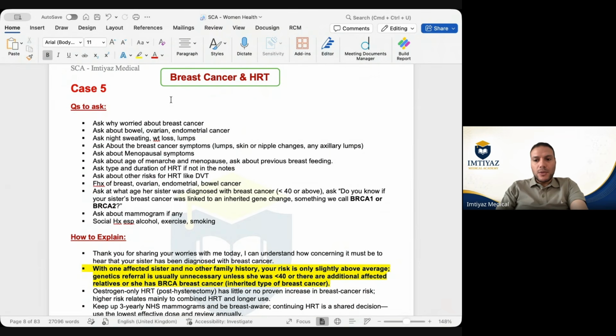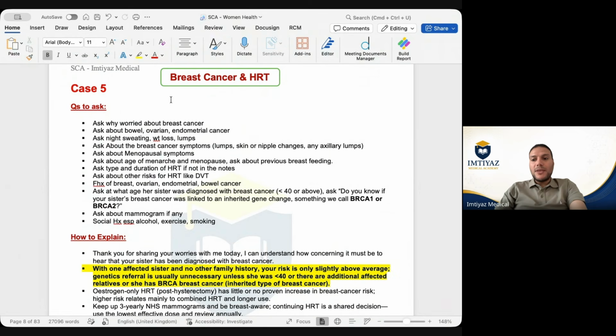Should I stop my HRT or not? Not only this, your patient's last mammogram was one or two years ago. It was reassuring. So this case might be tricky, because you need to ask about menopausal symptoms, you need to ask about breast cancer symptoms, and you need to ask about her sister. So there are many things you need to ask about here.